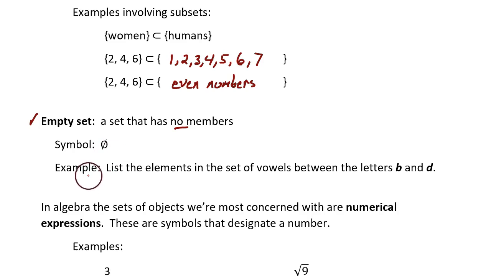Here's an example problem. List the elements in the set of vowels that are between the letters B and D. So we want to list any vowels between B and D. There aren't any. And so you would answer such a math question by writing empty set. That indicates there is no answer to that question.